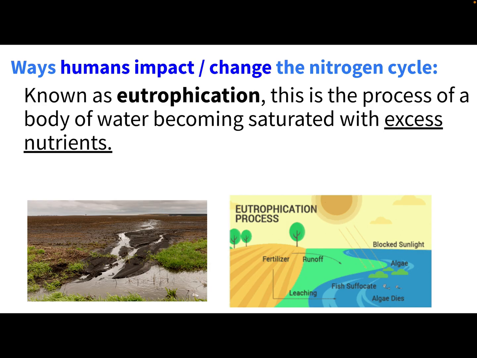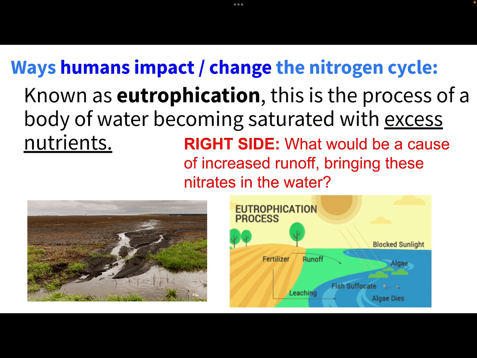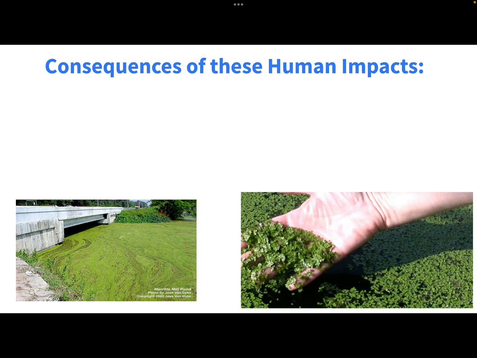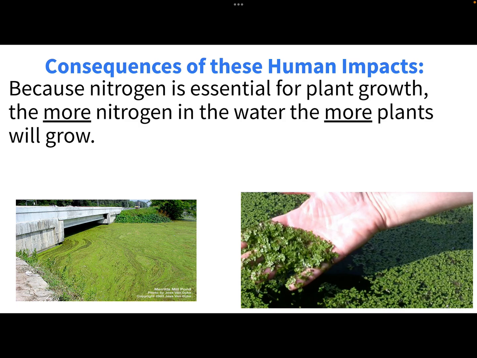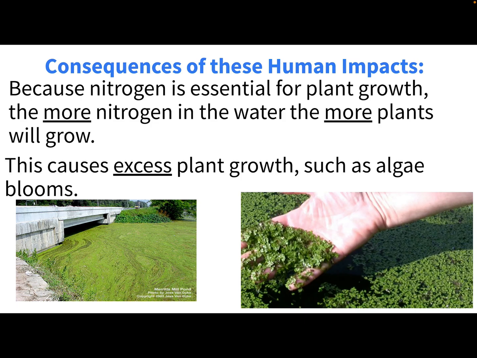And this, by definition, is the process of a body of water getting excess nitrogen or excess nitrates or excess nutrients. Now, you might be thinking, well, Mr. Mahadi, that sounds pretty good, right? Like more nutrients or more nitrates in the water, that's a good thing. And you're right, it's not totally a bad thing right away. Because plants need nitrogen to grow, if there's more nitrogen that's in the water, more plants are going to grow. And that's a good thing. Like, that's a win. However, when this happens, when this unrestricted plant growth happens, it has some consequences down the line.